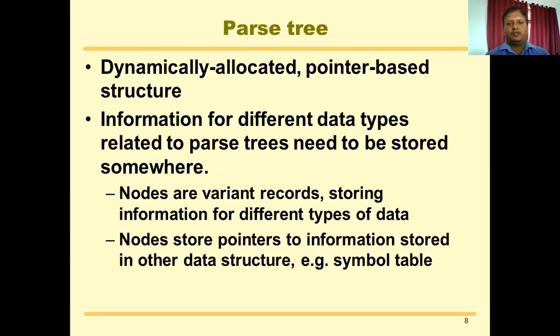Parse tree: it is a dynamically allocated, pointer-based structure, so everything must be allocated dynamically. Pointer-based means we draw the parse tree from the root node to the leaf nodes, maintaining the parent-to-child and child-to-parent relationships. Information for the different data types related to the parse tree needs to be stored in different locations. Nodes are variant records storing data on different data types.